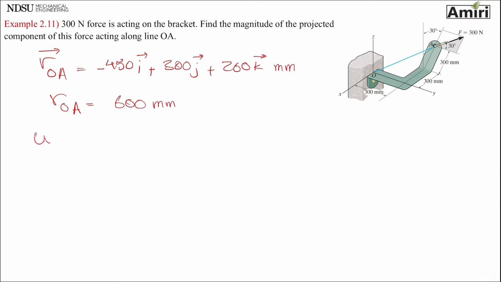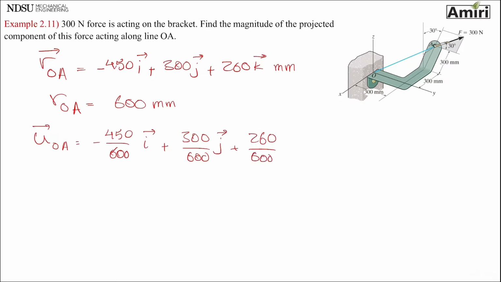And the unit vector of OA is going to be those divided by each other, without any units: minus 450 divided by 600 I, 300 divided by 600 J, 260 divided by 600 K. Okay, which is going to be minus 0.75I, 0.5J, 0.433K.